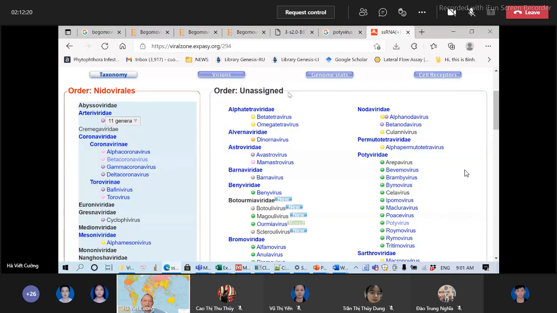Remember, unassigned here means the virus is in a group not placed in higher ranks like order. So they have not been put in any defined order. That's why we call these unassigned viruses.